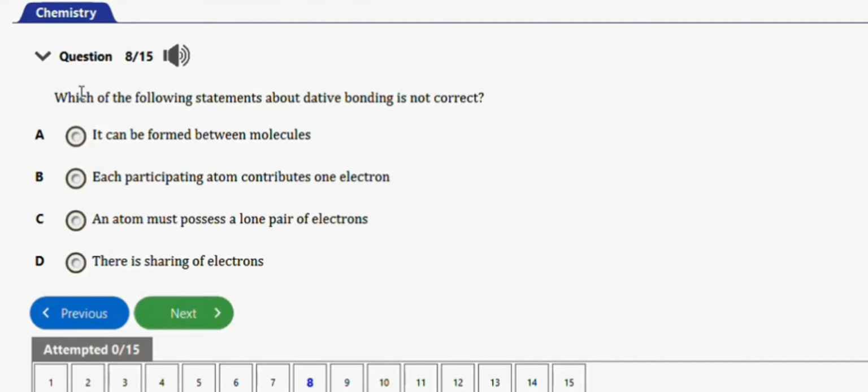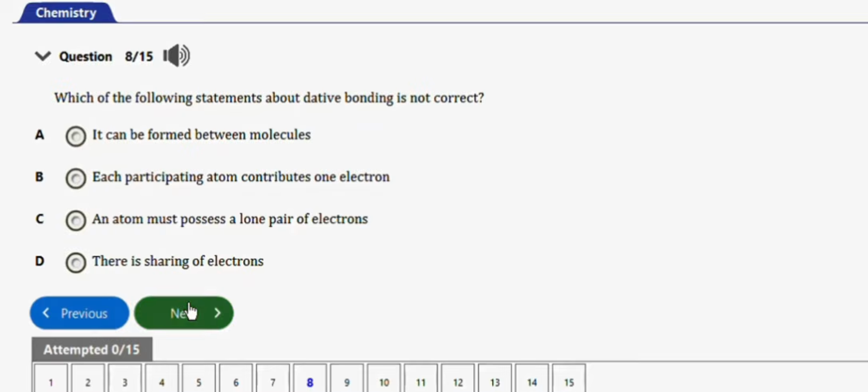The next repeated question will be this one. It says which of the following statements about dative bonding is not correct? It can be formed between molecules. Yes. Each participating atom contributes one electron. No, this is wrong. An atom must possess a lone pair of electrons. Yes. There is sharing of electrons. Yes. So the one that's not correct is option B. Alright, take note of this question, guys.